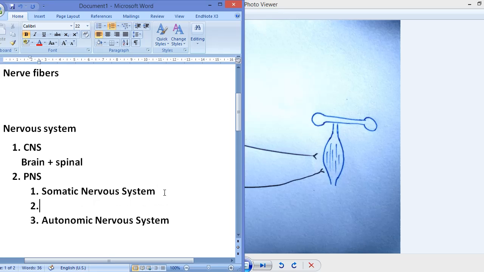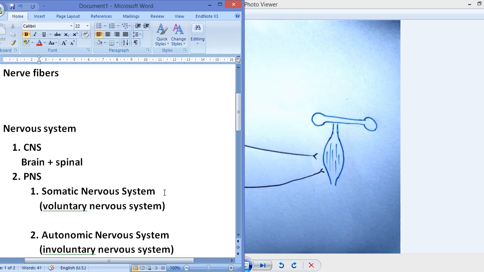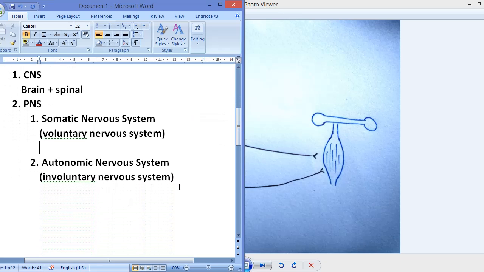The somatic nervous system is also known as the voluntary nervous system. And the autonomic nervous system is also known as the involuntary nervous system. Because the somatic nervous system controls all the voluntary functions of the body, and the autonomic nervous system controls all the involuntary functions of the body.